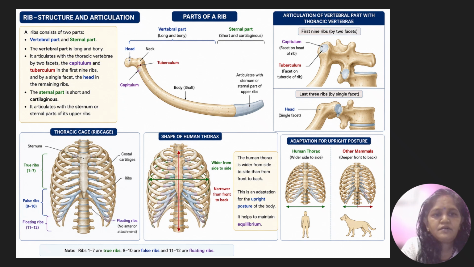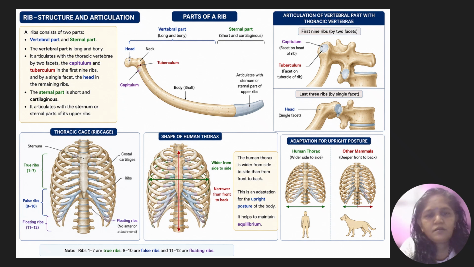Now, in the first nine ribs there are two facets, and the head is in the remaining ribs. Now, the sternal part is short and cartilaginous. The moment it gets attached to the sternum, before that the small part is made up of cartilage, which is cartilaginous. Cartilaginous means it is made of cartilage, and cartilages are soft and elastic. You can move this one. It will not get broken very easily.